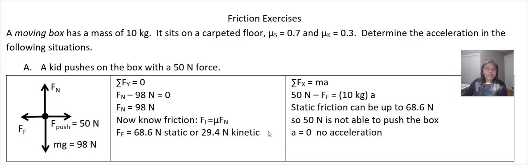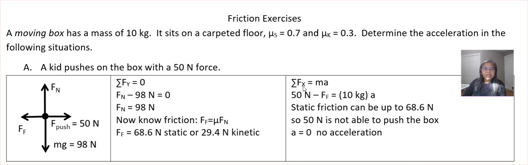When we solve for the kinetic friction, then it will be mu kinetic, which is 0.3, multiplied by the same normal force of 98 newtons to give us 29.4 newtons. Therefore, the value of maximum static friction is 68.6 newtons, and the value of kinetic friction, which is constant, is 29.4 newtons.